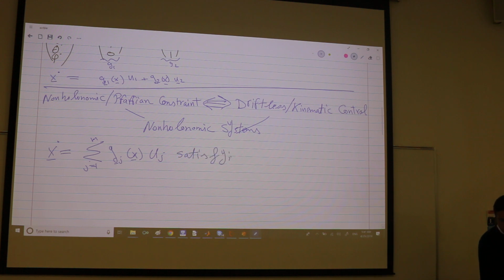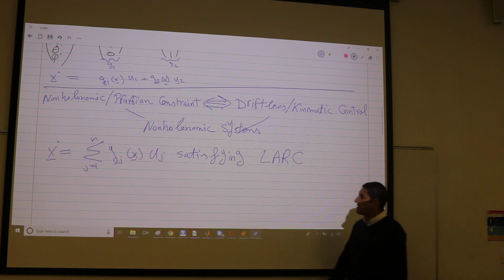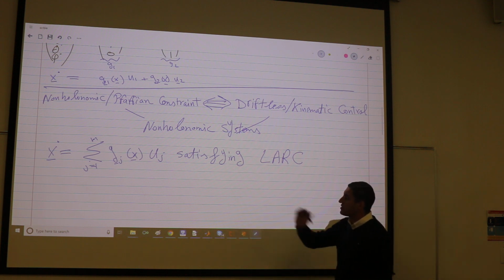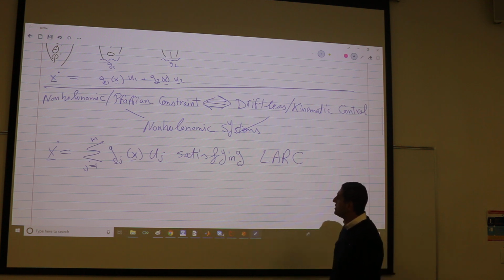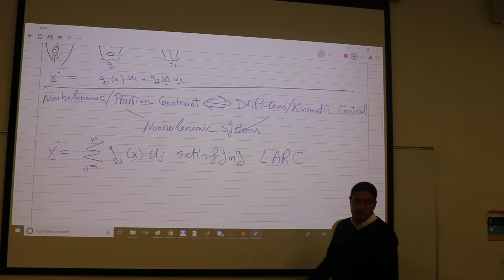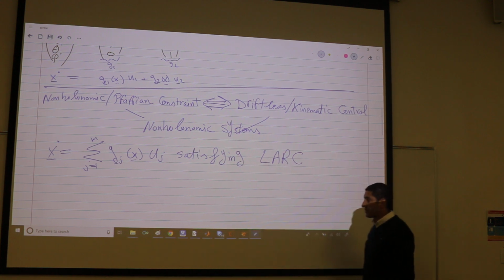Why? Because the LARC in this case is necessary and sufficient. If they don't satisfy the LARC, the algebraic rank condition, then the system actually will live on an integral submanifold. They will not reach the entire space. We don't need to study them. Please go and add one more actuator to at least achieve the LARC.